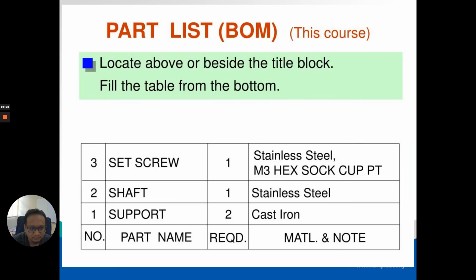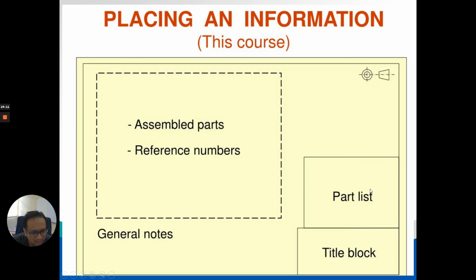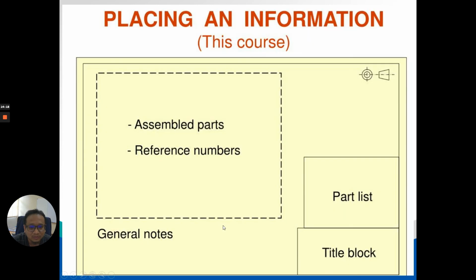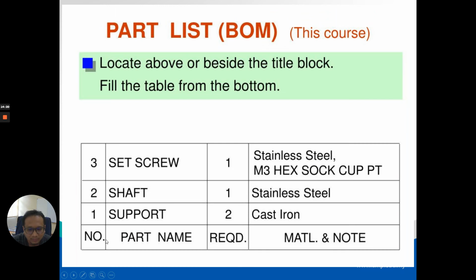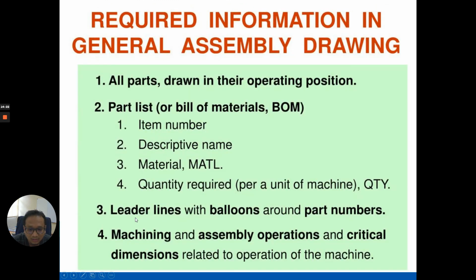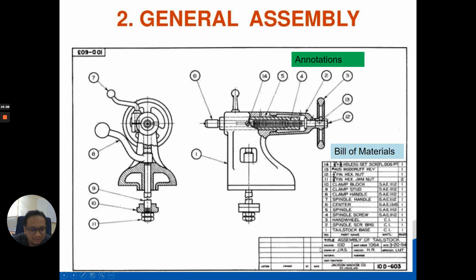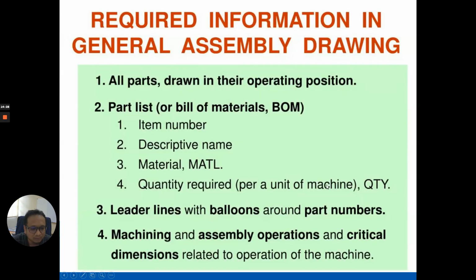Okay, let's look further at the bill of material. So locate it above or beside the title block. So it's actually beside. It can either be beside here or above the title block. Fill the table from the bottom. Usually they fill from bottom to the top. So like this one, mostly are filled. If you look at this one, it's actually filled from top to bottom. Most of the time, it usually fills from bottom to the top.